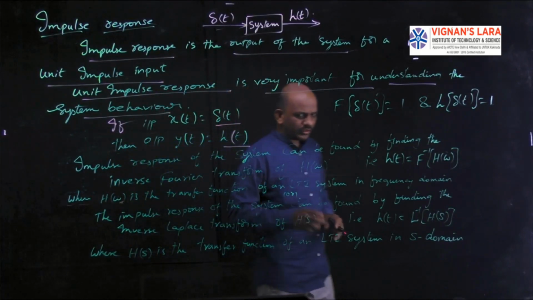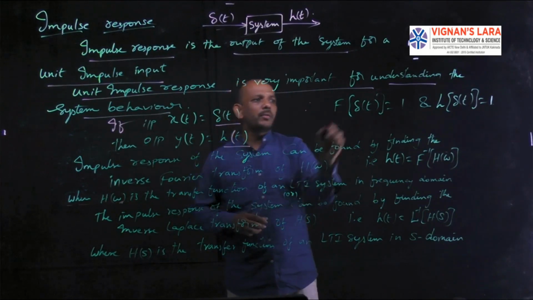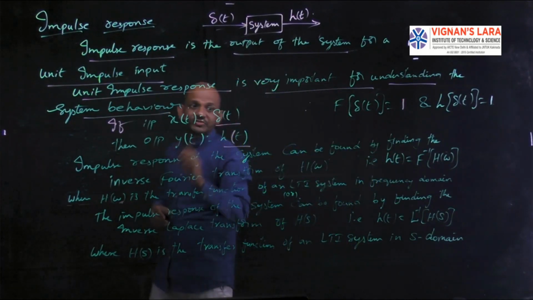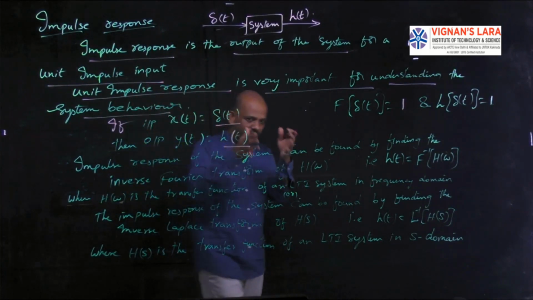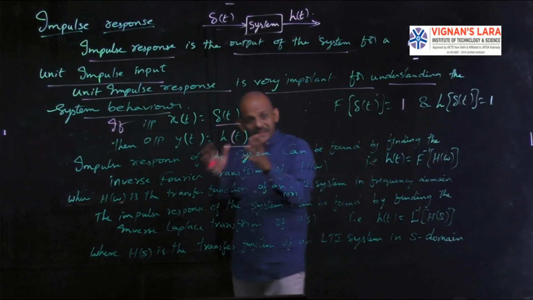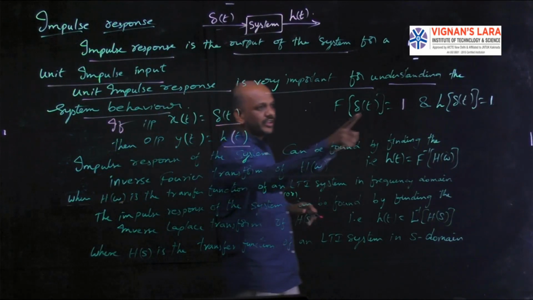Okay, now we all know the Fourier transform of del of t is 1. I already proved it. The Fourier transform of del of t, the unit impulse, is 1.